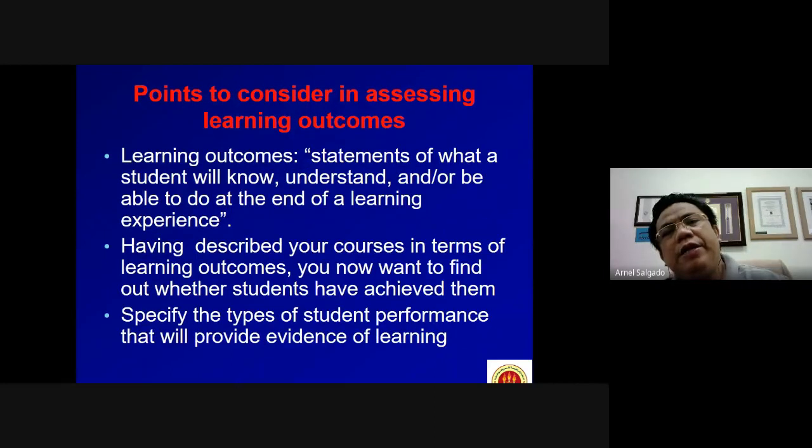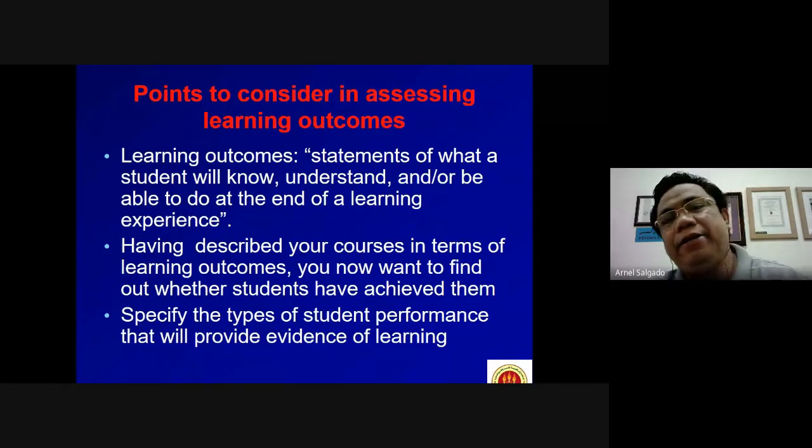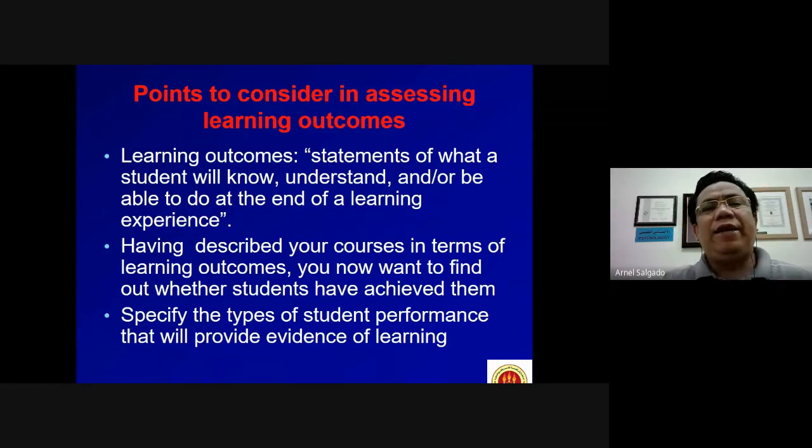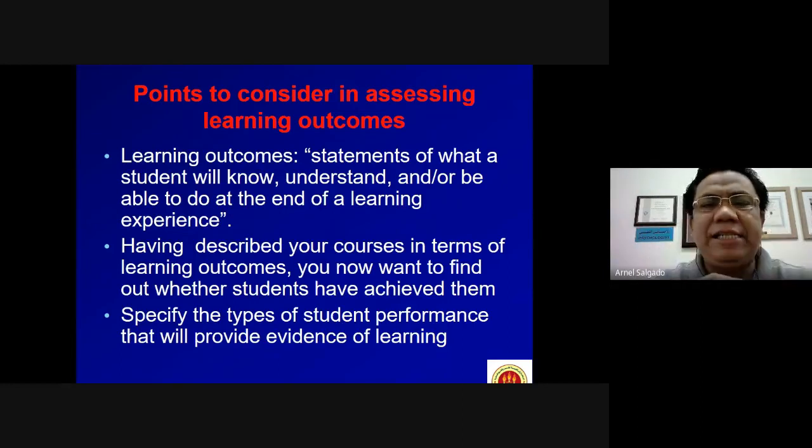No? Now, these are some of the things that we need to consider in assessing the learning outcome, because assessment and evaluation must always be assessed in the end. Now, the learning outcomes, these are the statements of what a student will know, as I repeat, review, understand, and be able to do at the end of the learning experience.